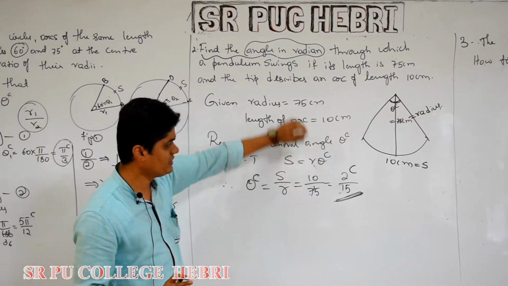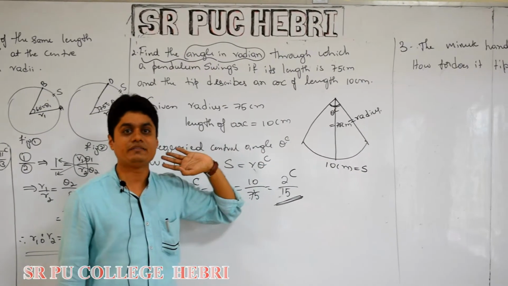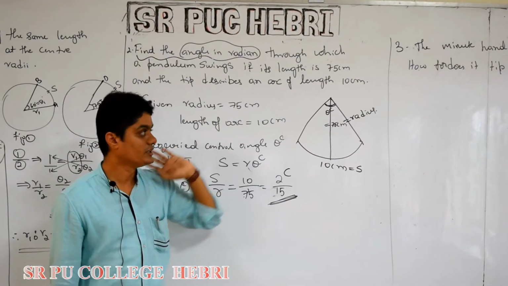This is a very simple question. First convert the sentence into a geometrical approach like this, then it will be very easy to complete. Understood? Very good. Next.